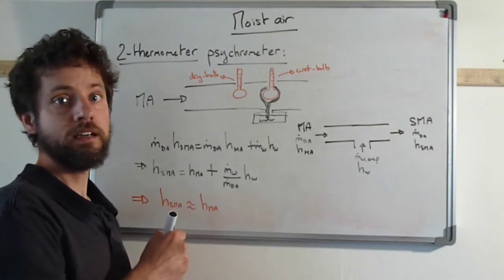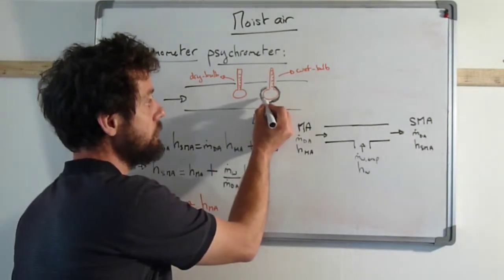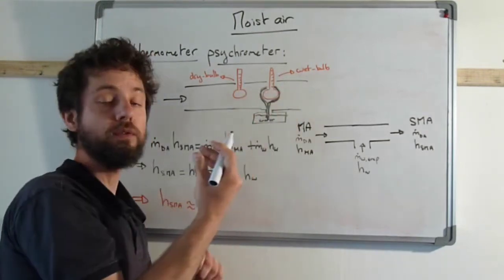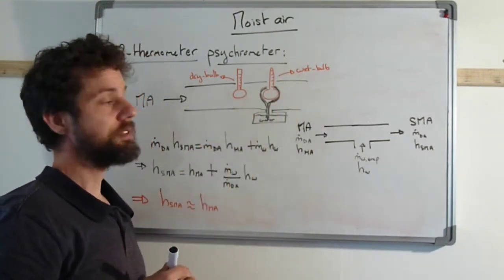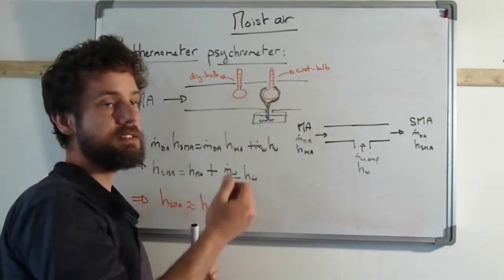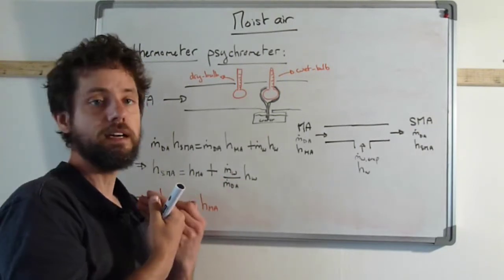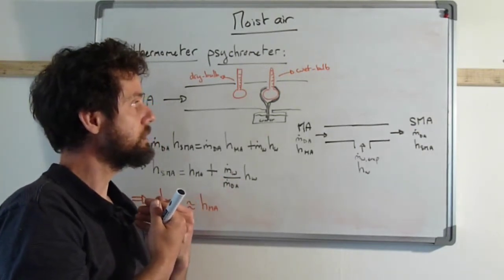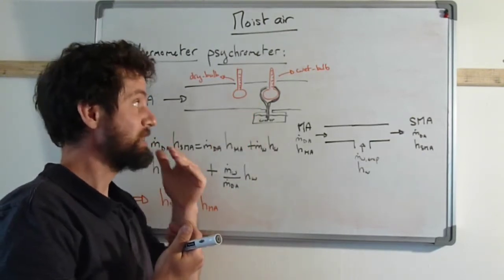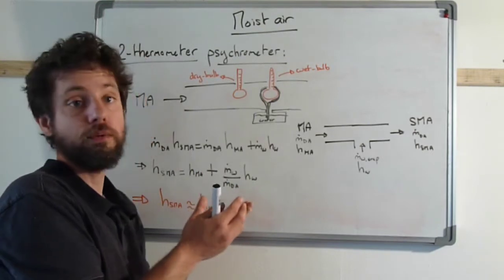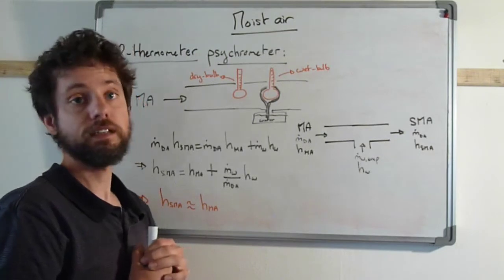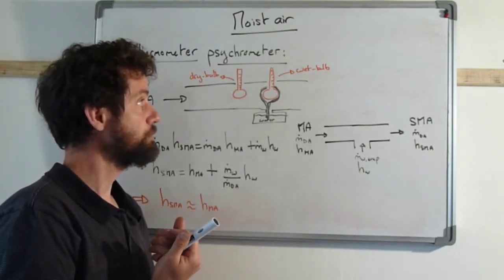So the air that will go inside the felt, so where we have the wet bulb, will be a saturated moist air. And the evaporation process will cool down the air because of the latent heat of vaporization of water. So part of the sensible heat from the moist air will be transferred into latent heat due to evaporation.